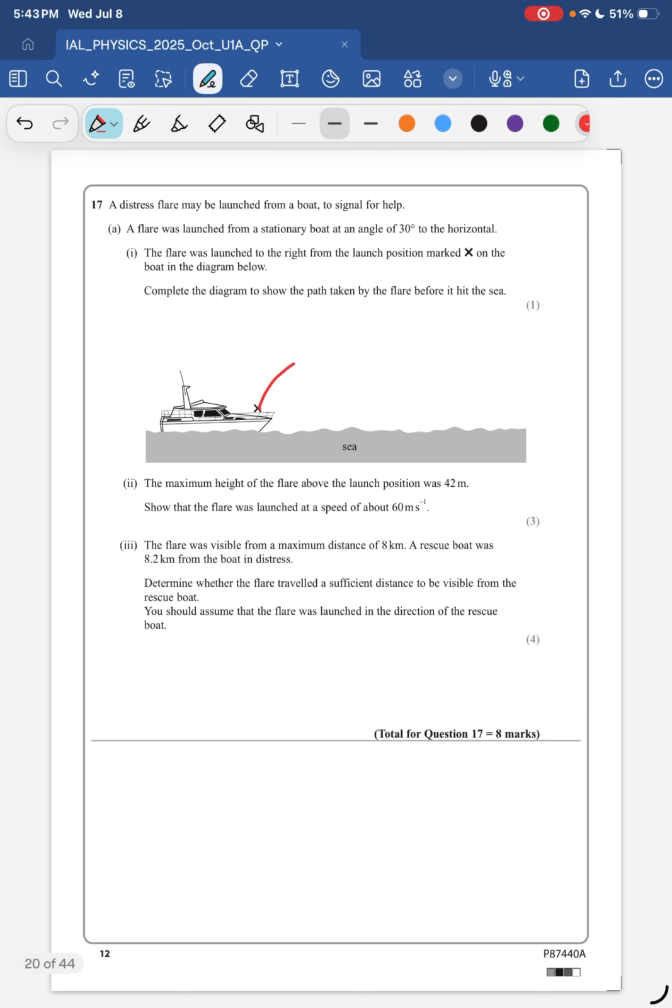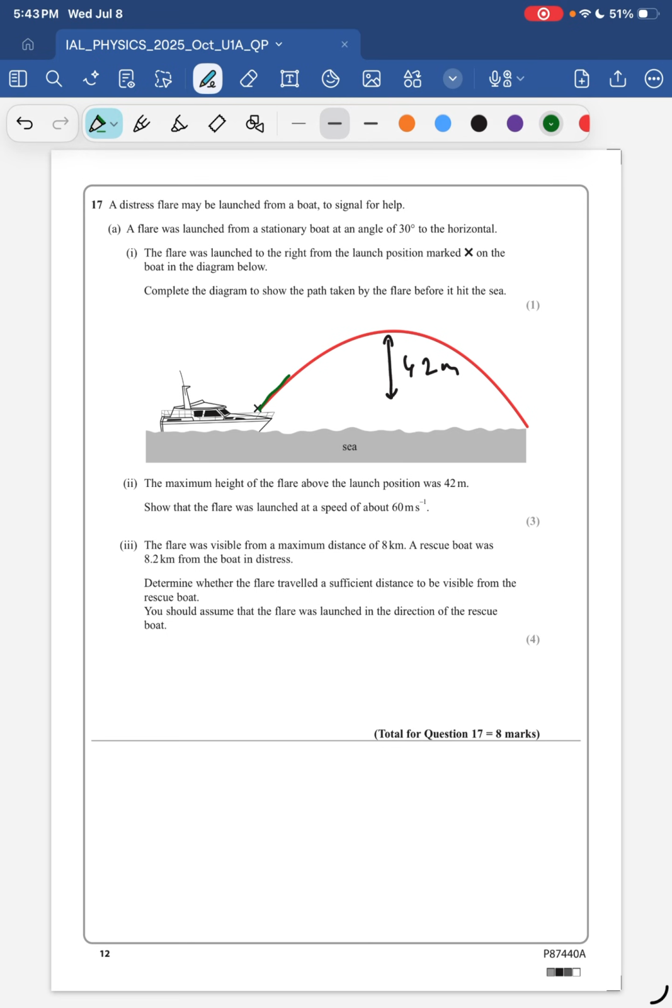So it's gonna be something like this, I guess. Okay, parabola, because this is motion in the gravitational field of the Earth. Okay, 2. The maximum height of the flare above the launch position was 42 meters. So this distance, I guess, 42 meters. Show that the flare was launched at a speed of about 60 meters per second. Okay, so let's draw a few vectors here.